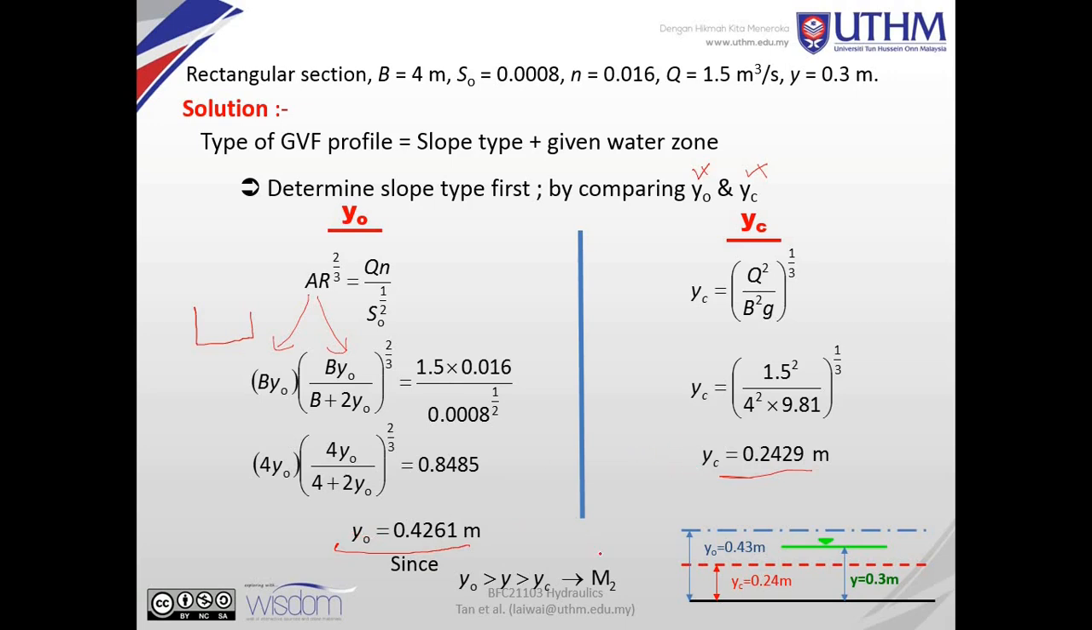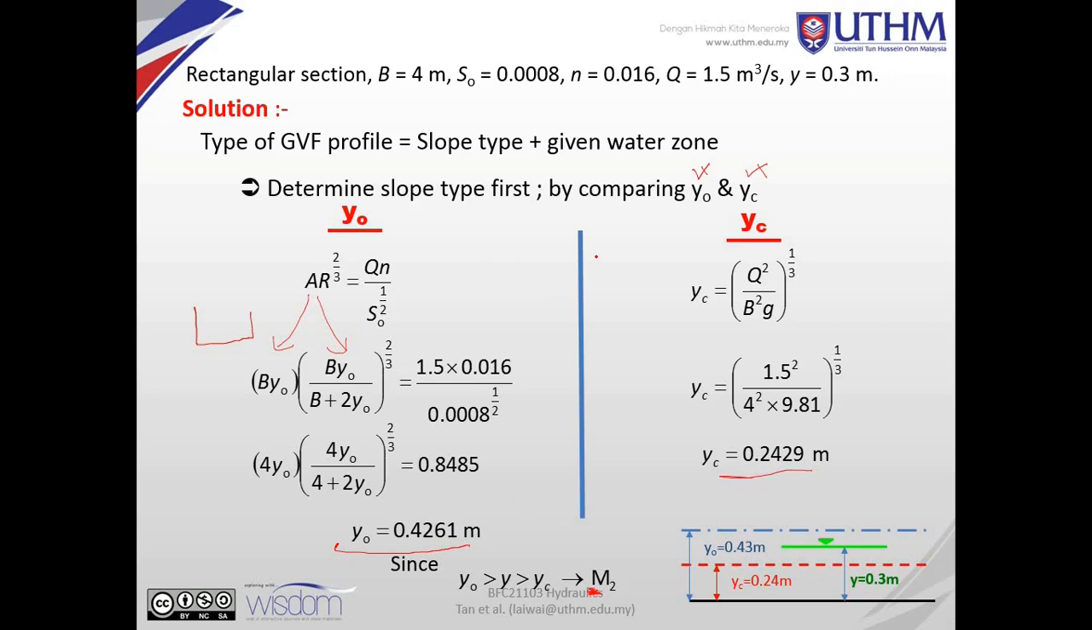So when we compare these two, y0 and yc, we found that the value for y0 is bigger or greater than yc, meaning that our slope is a mild slope. So we only write the first alphabet M to give the name for the GVF profile.